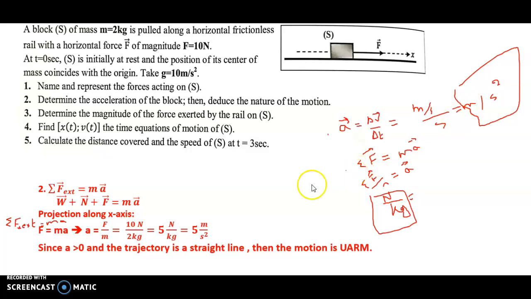Okay. So here, we determined the acceleration to deduce the nature of motion. Since a is positive and the trajectory is a straight line, then the motion is UARM. Why UARM? Because a is positive, and rectilinear motion because it's moving along a straight pathway or along a straight line.